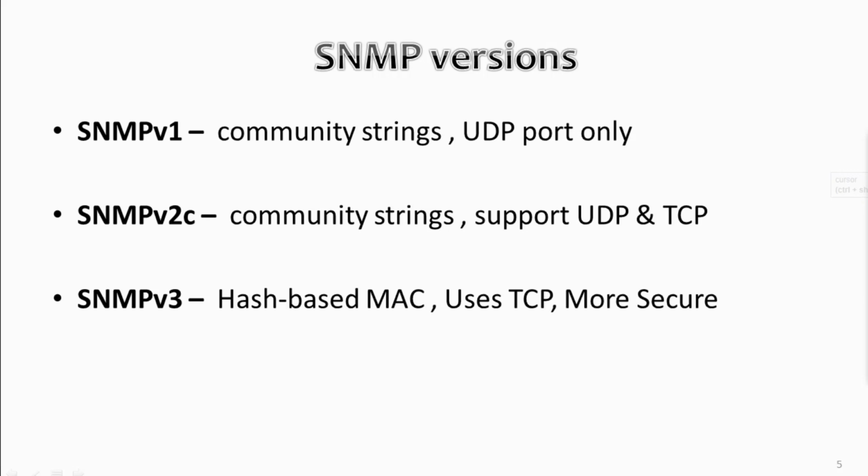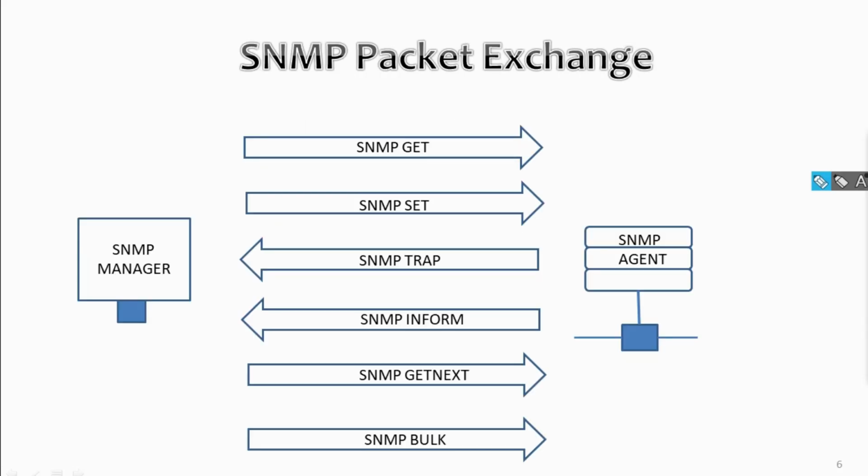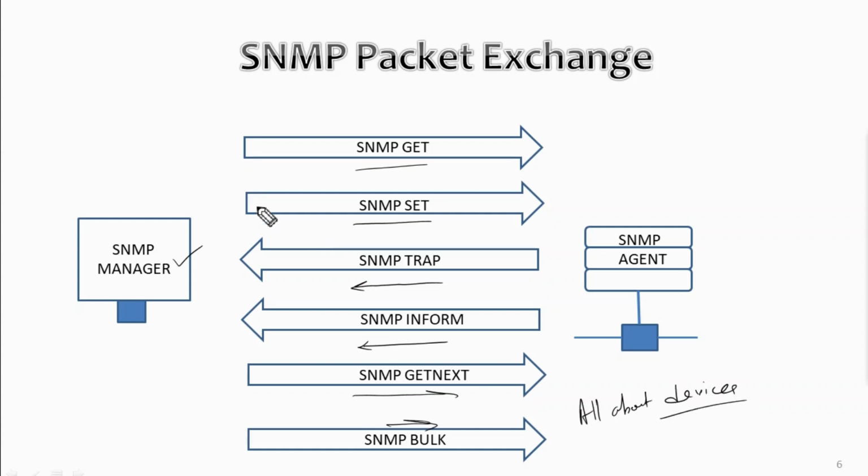So now let's look into the request and message exchange between the SNMP manager and the SNMP agent. Here on the screen we can see that the SNMP manager sends SNMP get and set requests, and in response to those messages the SNMP agent sends trap and inform. Later, the SNMP manager again sends SNMP GETNEXT and SNMP bulk requests to learn all about the devices. So those messages are used here for communication between the SNMP manager and the SNMP agent.